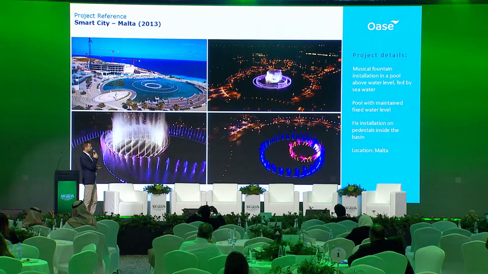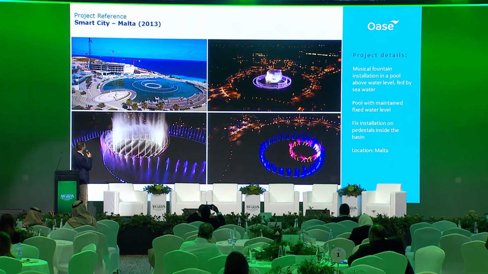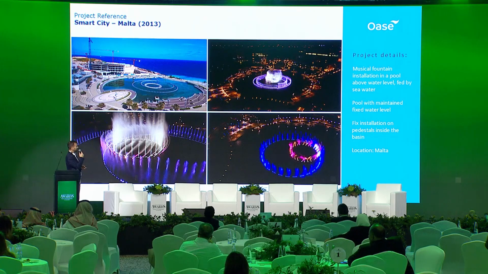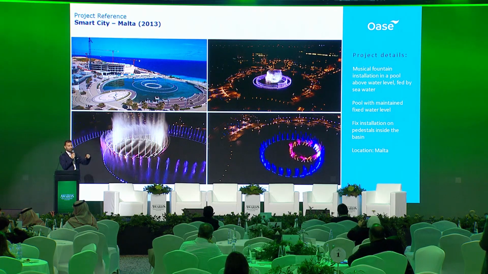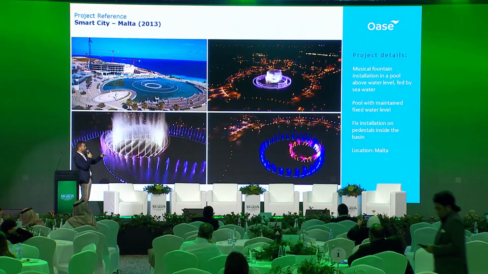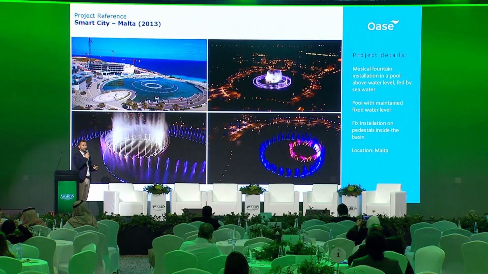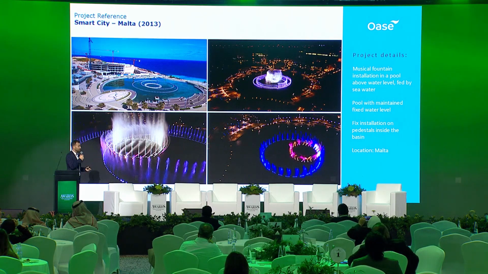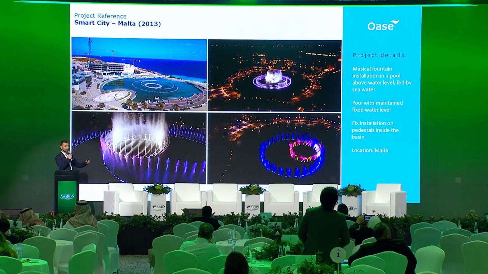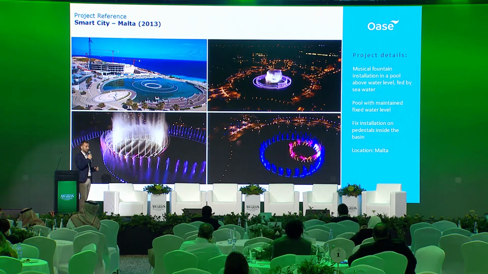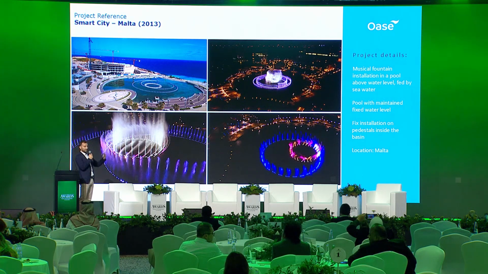Another example is in Malta, where we have a fountain in place since 2013. This is a fixed pool structure above the seawater level. We have a pumping station below, pumping up the water, and by this you can control the water level inside the pool. So by doing this, you don't need a floating structure anymore. You have a kind of catwalk where you install the water feature materials, and where you can do the maintenance, etc., when you lower down the water level.